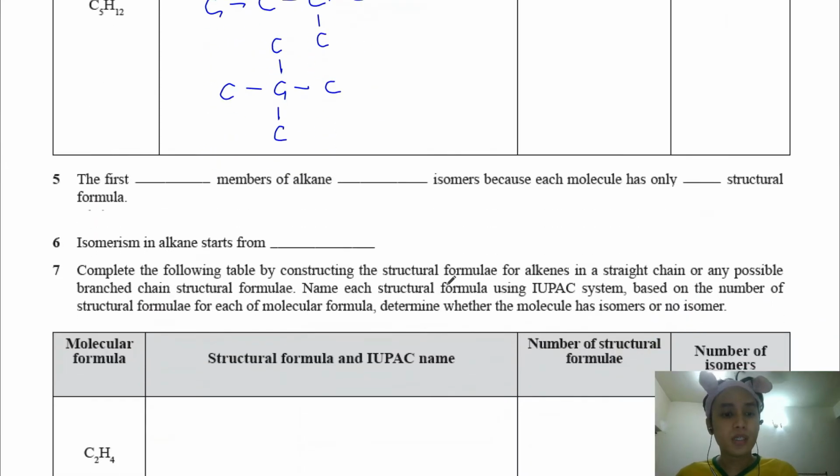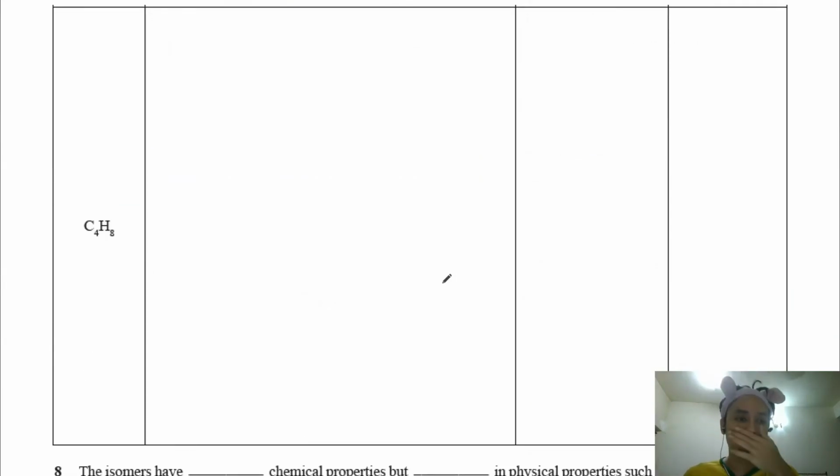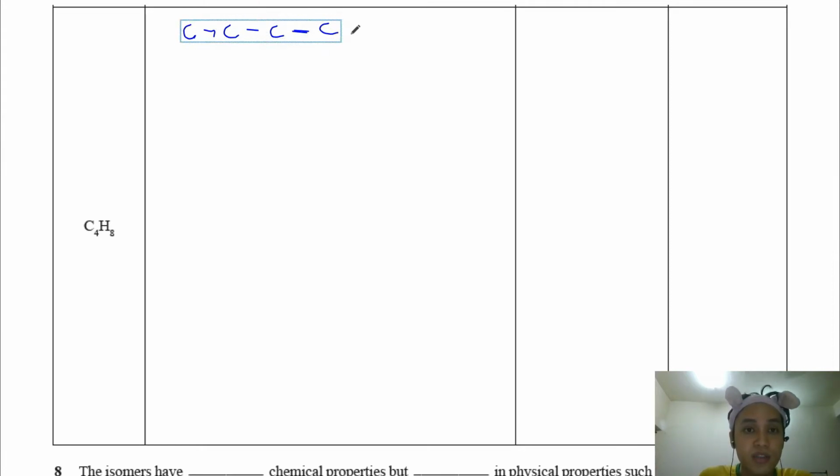Now for alkene, it's slightly different, because you now have the double bond. When you shift the double bond, it's considered a different structural formula because the naming is different. So let me show you. Remember you need to label your numberings.